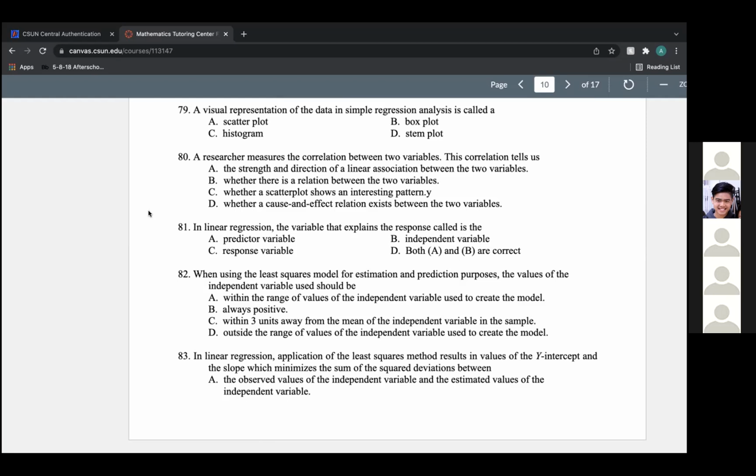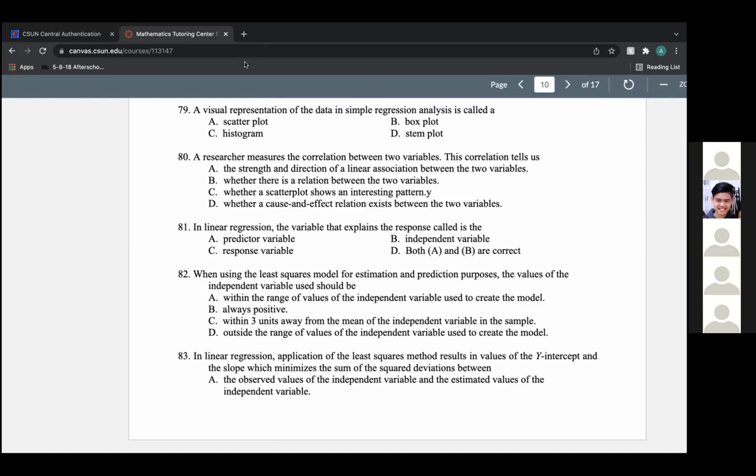80. A researcher measures the correlation between two variables. This correlation tells us. A, B, C, or D? Which one is it? It's A. It is A for sure.